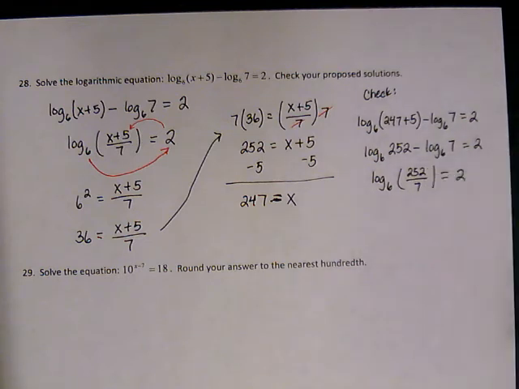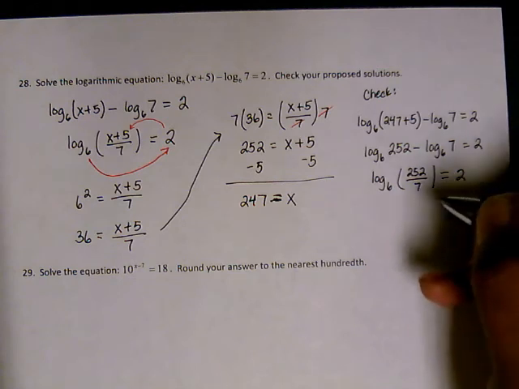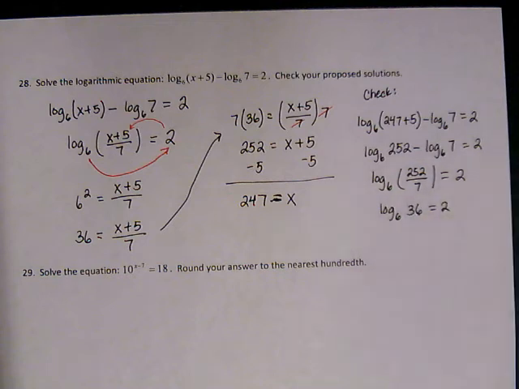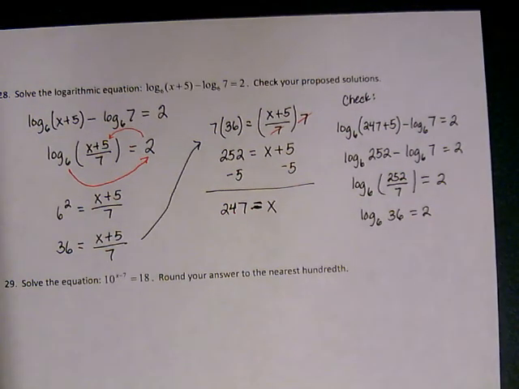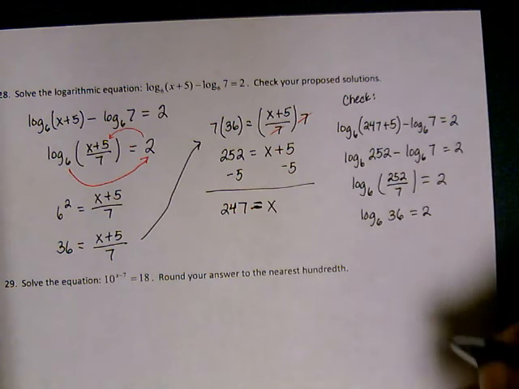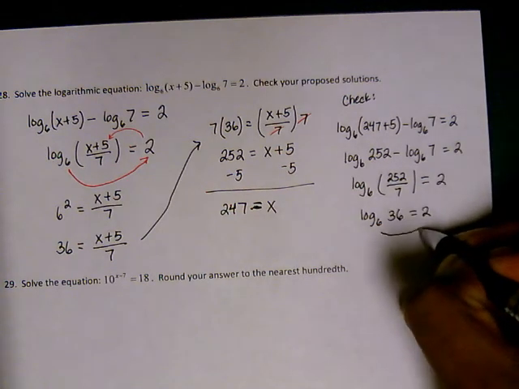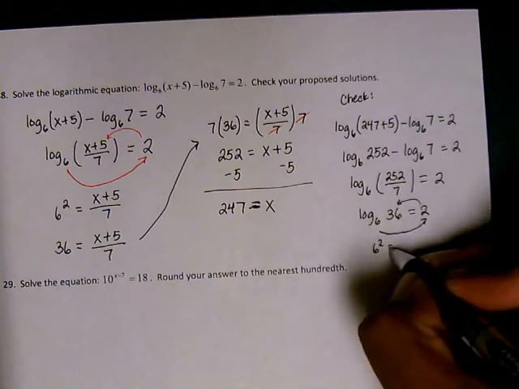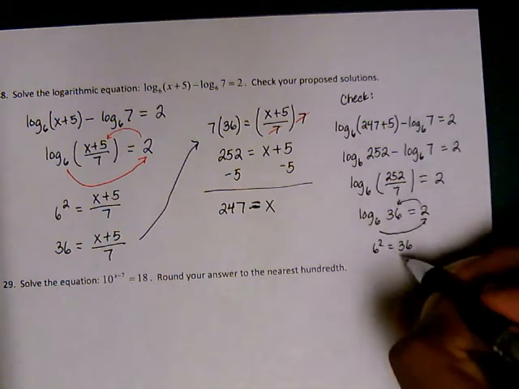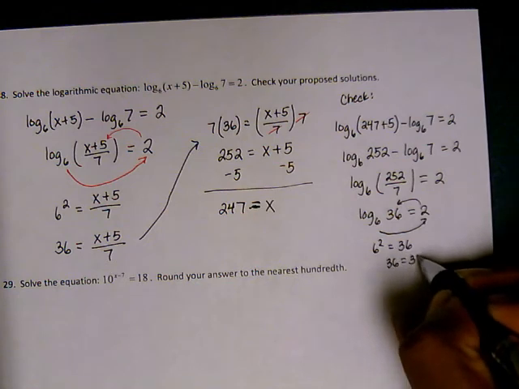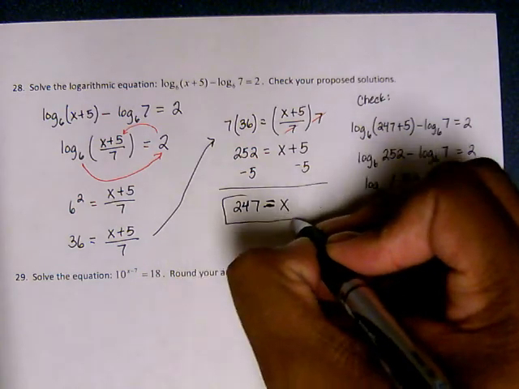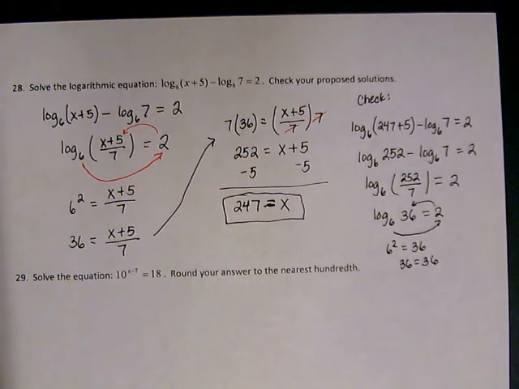Now if I do 252 divided by 7, that should give me 36. So log to the base 6 of 36 should equal 2. And then if I convert that to its equivalent exponential form, this will be 6 to the second equal 36. And if I do 6 to the second, I would get 36. So 36 does equal 36. So here x equals 247 is the solution to that logarithmic equation.